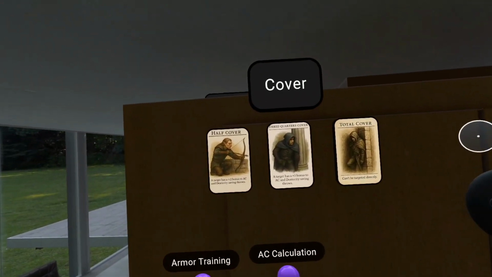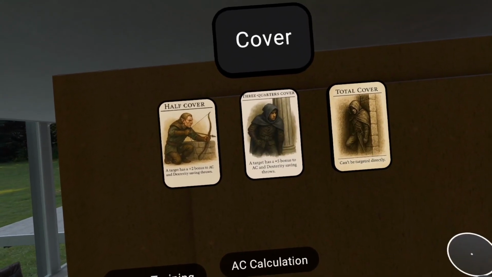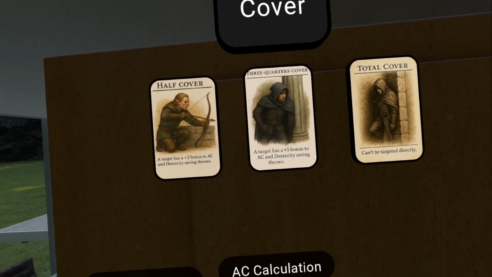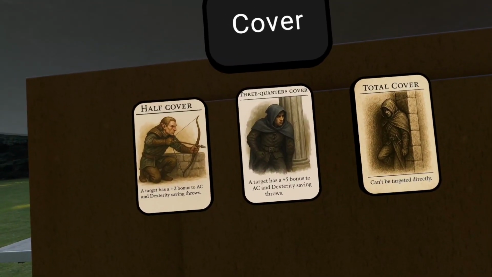A bit of information about different cover types, the rules for half cover, 3/4 cover, total cover, with some nice cool little images there. Just showing you what it looks like when someone's in total cover, 3/4 cover.